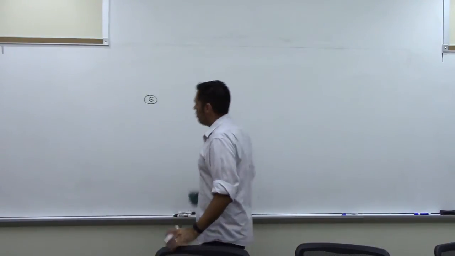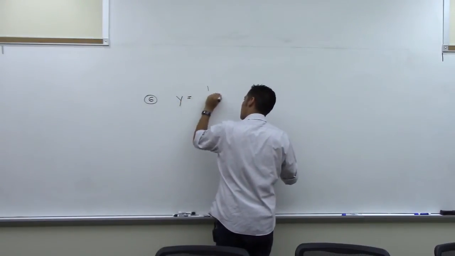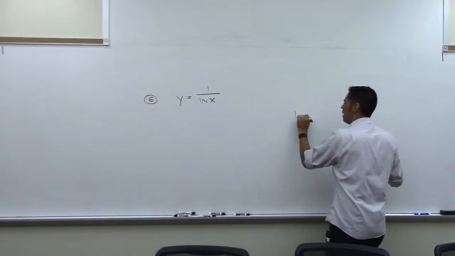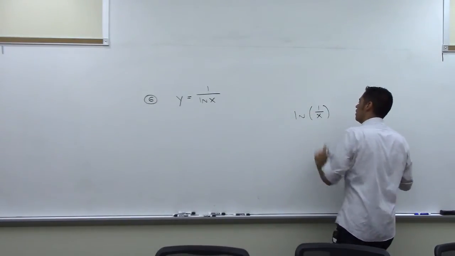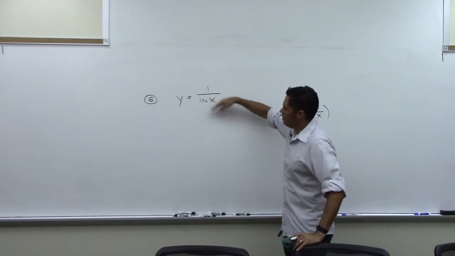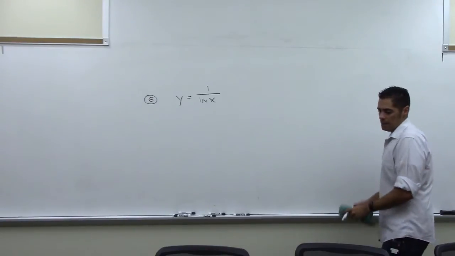Okay, y equals 1 over natural log of x. All right, this is different than the last problem. Last problem was natural log of 1 over x. So the fraction was inside the log. Here, the log is inside the fraction. All right, so we have to approach this a little differently.